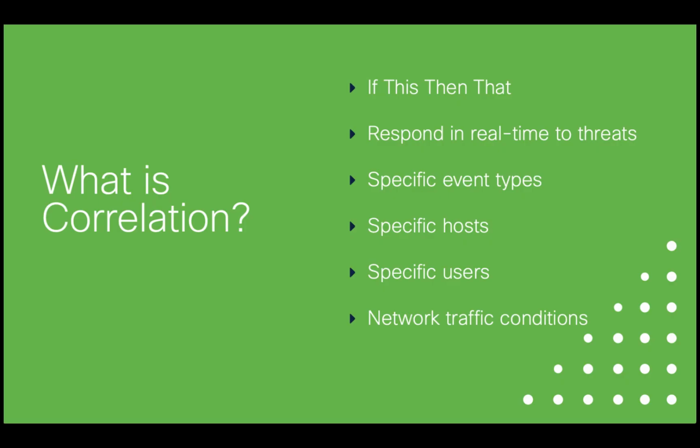So what is correlation? What does that mean? What does it do? It's basically an if this then that function within the secure firewall. So you can take an event that takes place and then do something in response to it. Usually that's just send an alert. So the idea is you can respond in real time to threats.